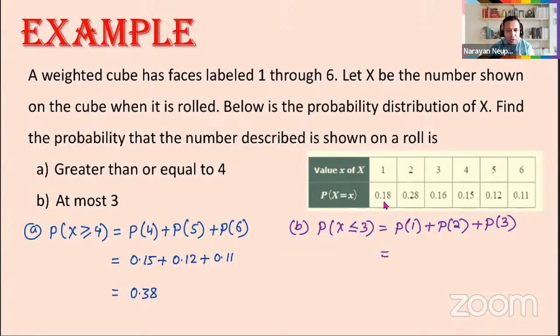Probability of getting 1 is 0.18. Probability of getting 2 is 0.28. Probability of getting 3 is 0.16. And if we add all these, it will be 0.62. So this is how we can find the probabilities when the discrete probability distribution is given to you. You can look at the table and write those corresponding probabilities, and use the proper formula. In this case, it's OR. At most means less than or equal to 3. So we used the OR addition rule of probability and found those values.